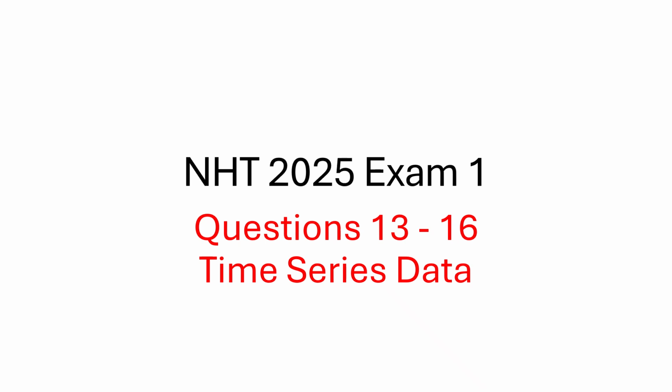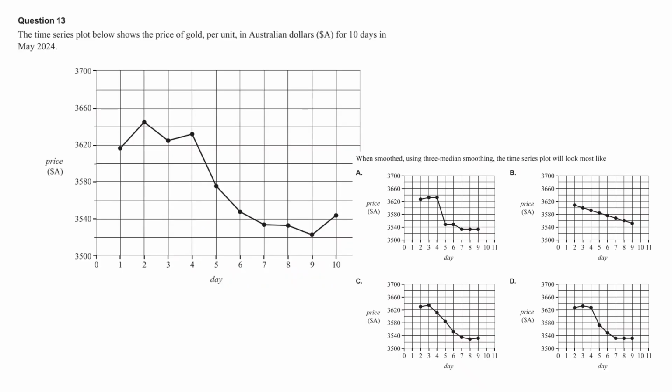NHT 2025 Exam 1, questions 13 to 16, time series data. So 3 median smoothing, says we're going to do that here to find which of these A, B, C, D it looks like. So if we just highlight my first 3 dots, and horizontally the middle is 2, but vertically the middle is the number 3. So I bring that across to the middle there, like so, and then I just keep that rolling along.